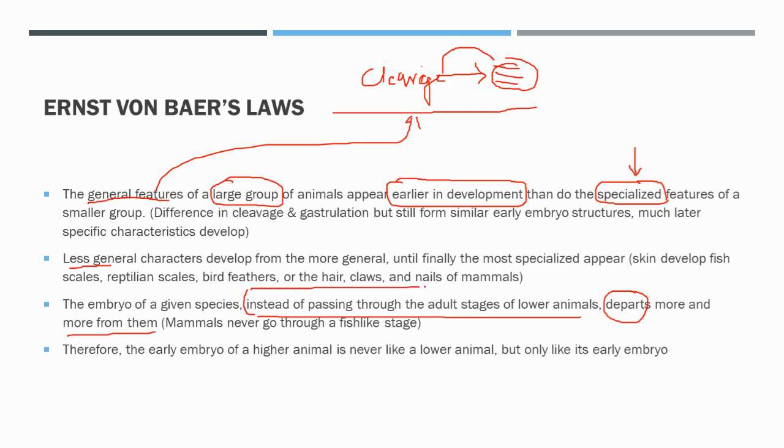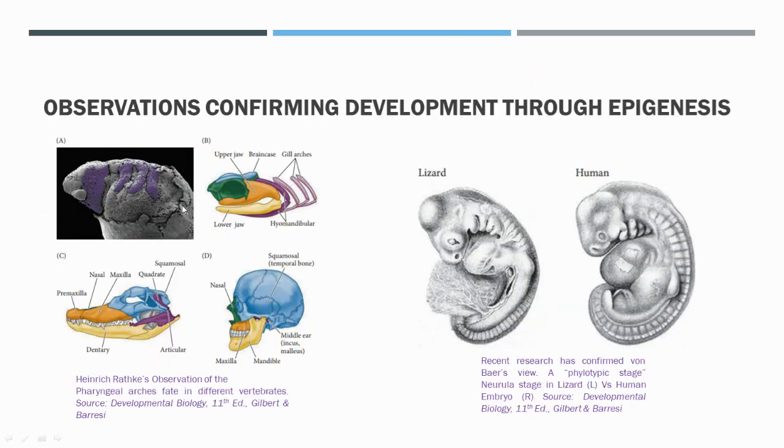So this principle is very important. Instead of passing through the adult stages of lower forms, the higher forms depart more and more from the lower forms. Therefore, the early embryo development of a higher animal is never like a lower animal. These are the four principles that have been enlisted by Karl Ernst von Baer. Hopefully this is clear.